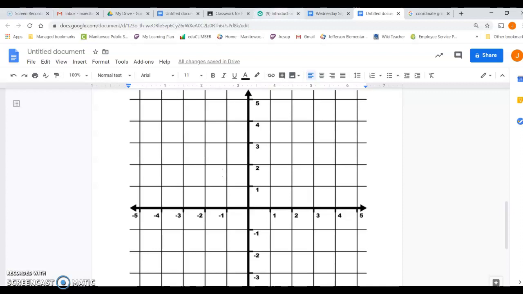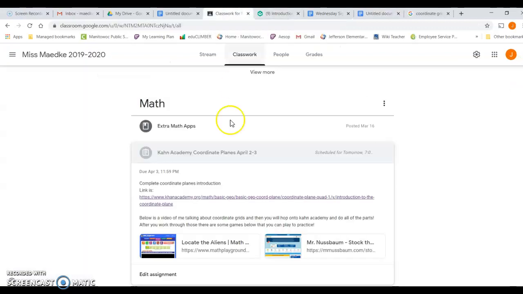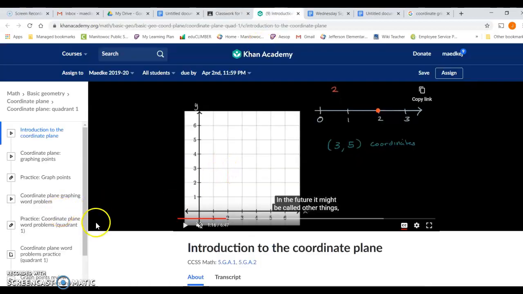when you are trying to find points. So you're going to go in your classwork, and when you do that, you're going to click on your Khan Academy. It's going to take you to this page. I want you just to look at this coordinate grid that we have here. This video is something you're expected to watch.